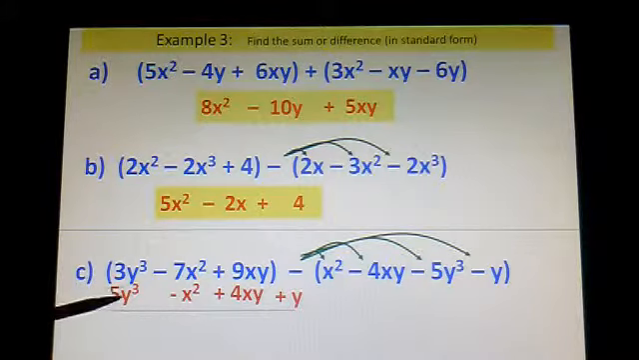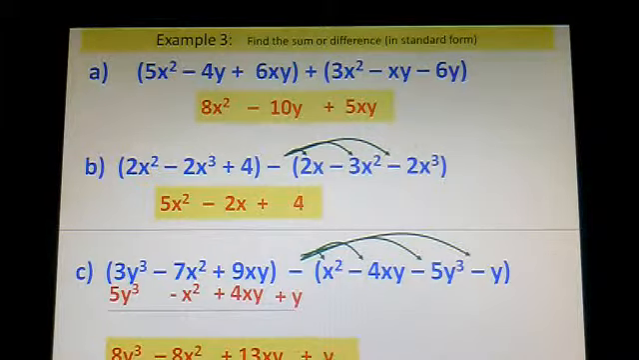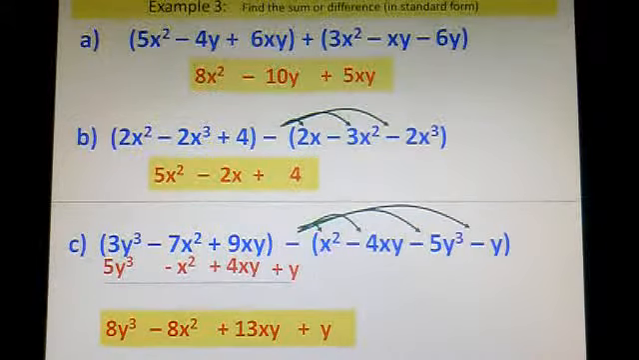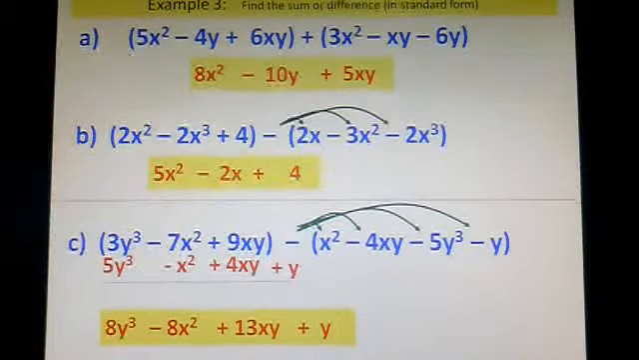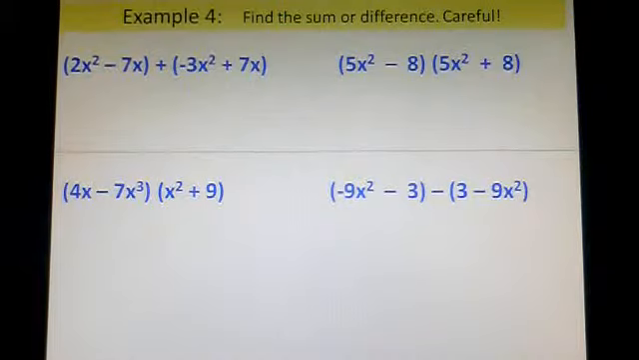This is like adding 3-digit numbers. You get 8y cubed, negative 8x squared, 13xy's, and then just a y at the end of all that. So, sorry that's a little cut off on there. Hopefully those make sense. And if you worked ahead, I hope I'm able to keep up with you.